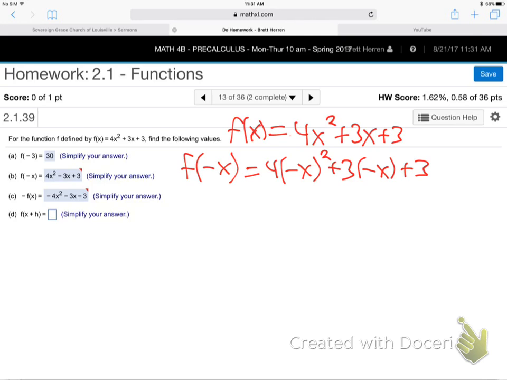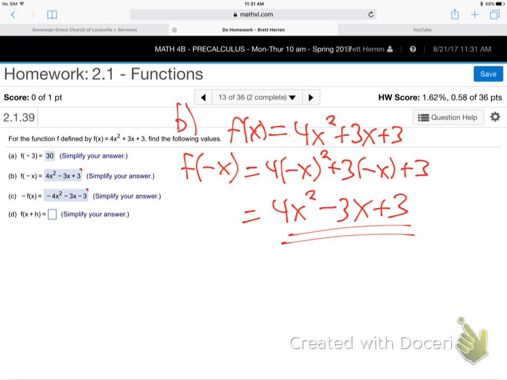Is that good? And what do we get here? 4x squared minus 3x plus 3. Everybody good with that, right? The positive 3 times negative x made the negative 3, whereas this first negative sign was squared, so it went away. We good there? All right, so that's part B.